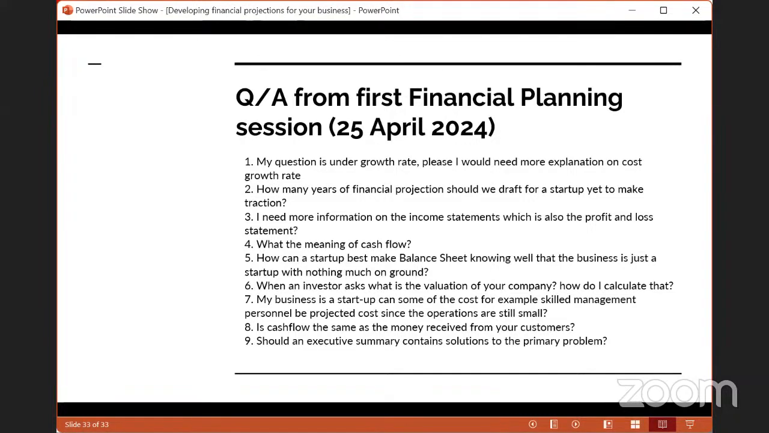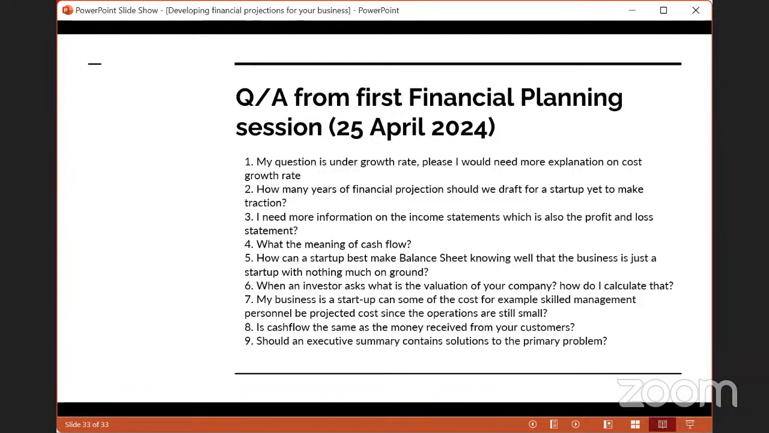The third question, I need more information on income statement. Okay, I've also touched on the income statement as well. I explained it in the last session. Because of time, I didn't have time to go into it in this session, but you don't need to create the profit and loss statement. All you need to do is put in the assumptions in the assumptions section on your revenue and your costs, and the profit and loss statement will automatically populate for you.